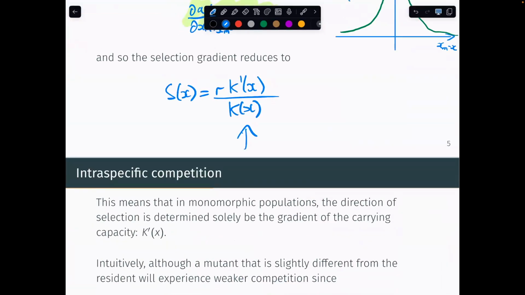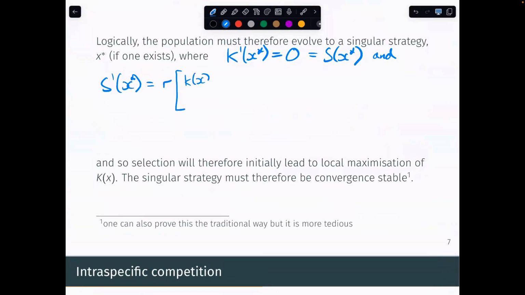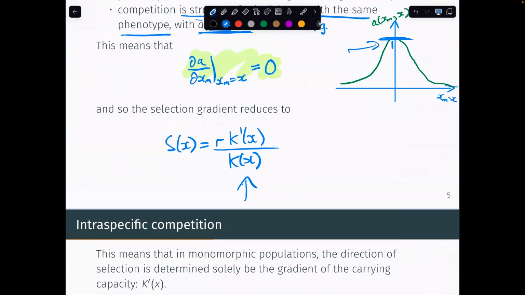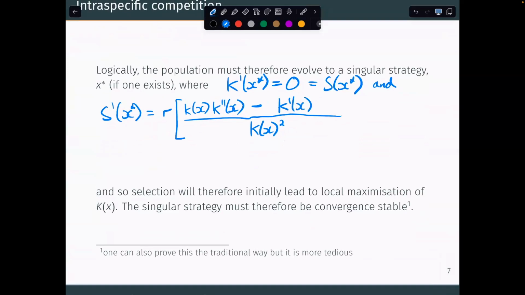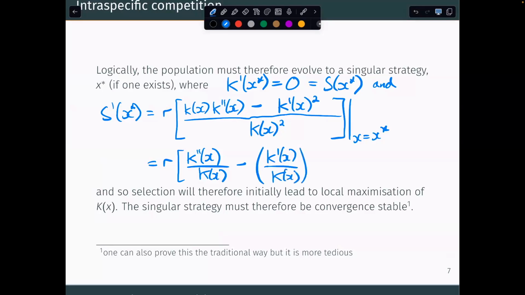So when I do that, I'm going to have K of X times K double prime of X, divided by K of X squared, minus K prime of X times the derivative of the denominator, which is K prime of X. We're going to have minus K prime of X squared. And this is being evaluated when X is equal to X star. So we can split this out. We'll get R times K double prime of X over K of X, and then minus K prime of X over K of X all squared, again evaluated at X equals X star.